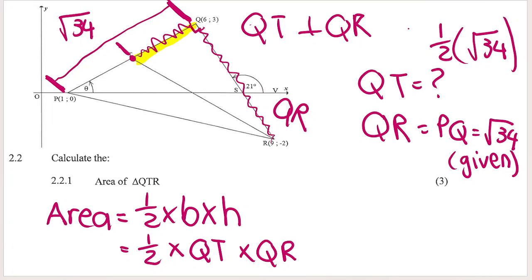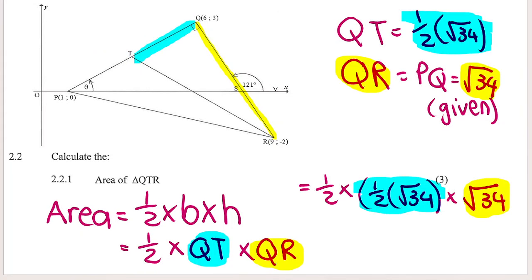So there we go. We've got QT, which is my base. We've got QR, which is my perpendicular height. We can sub it into the formula and get the area. There we go. I've subbed into the area formula for you. Half times base. In this case, I've taken my base to be QT. And remember, this whole line over here, PQ, was the square root of 34.